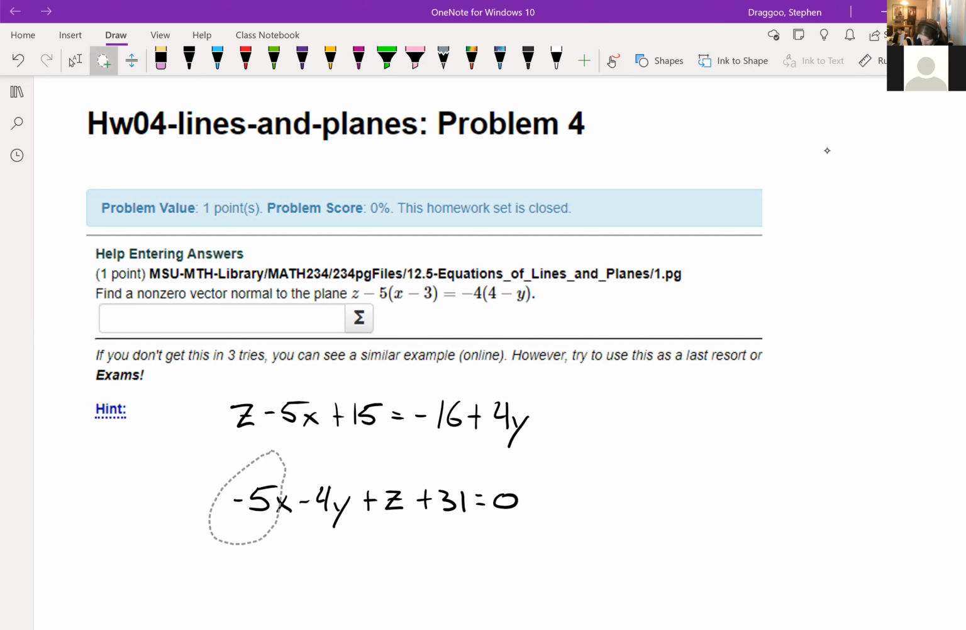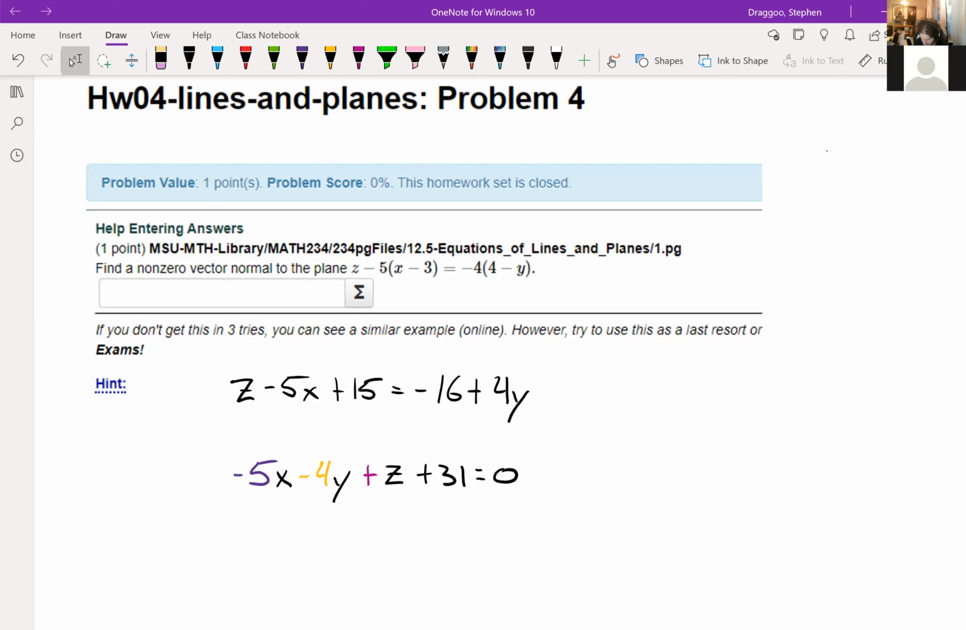And then start picking out the pieces I'm interested in, which are going to be the coefficients on x, y, and z. So my normal vector n should be the vector -5, -4, and +1.